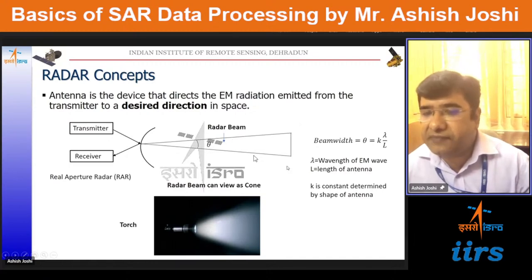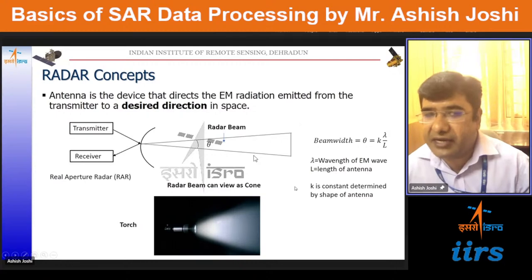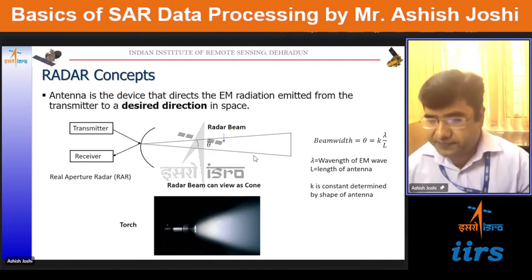It will illuminate the Earth's surface with the radar beam, and this beam is given by the beam width. The beam width is given by this angle theta, where theta is equal to K lambda by L. Lambda is the wavelength of the electromagnetic wave; because this radar works in the microwave region, lambda will have the corresponding value. L is the length of the antenna, and K is a constant determined by the shape of the antenna. This shape can be rectangular or parabolic, so we have different antennas for radars.